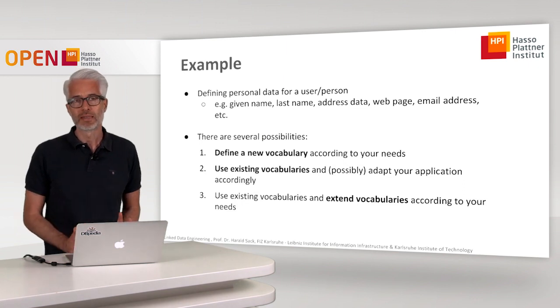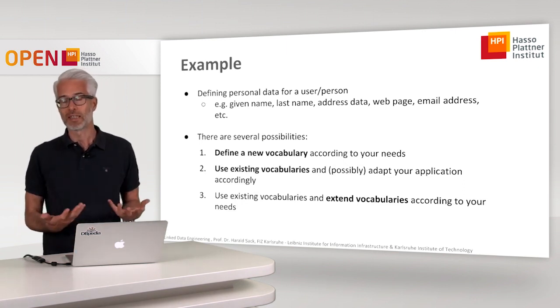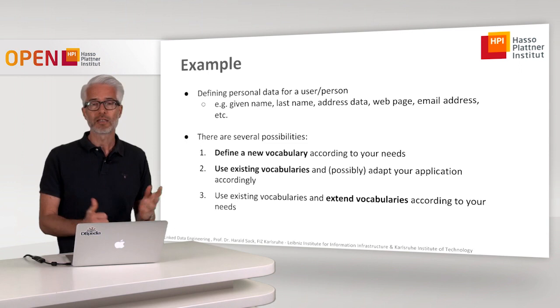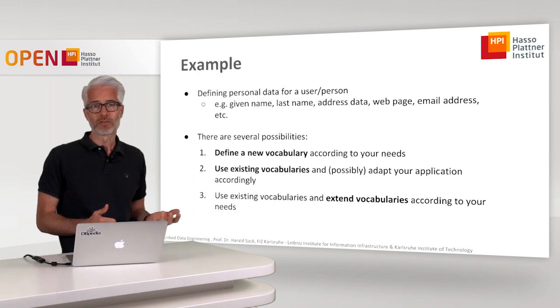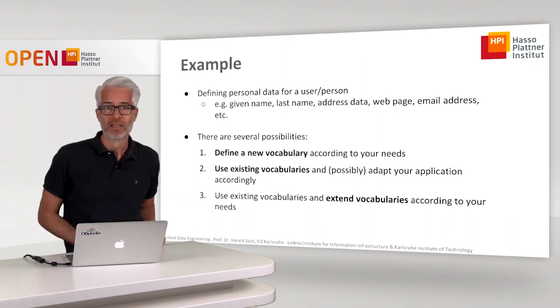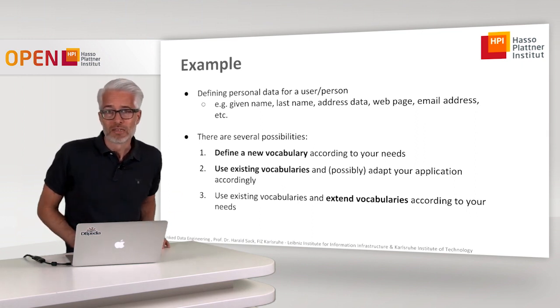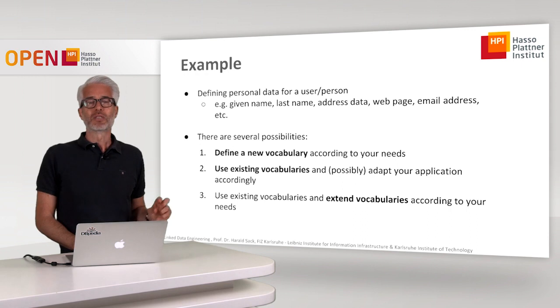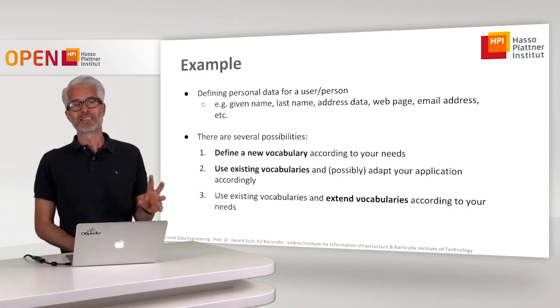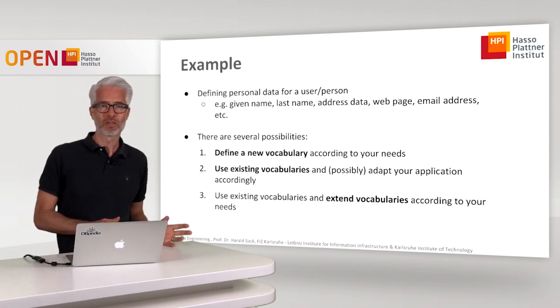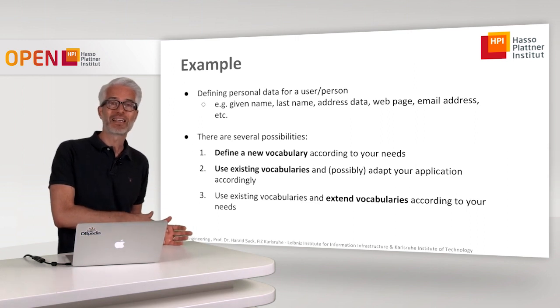There are several possibilities how you are going to do this with linked data. So first of all, of course, you could define a new vocabulary completely according to your needs. The point is then, your vocabulary is only a good thing if it's also used by others and if others can understand it. So possibly you should look whether there exists already a vocabulary that is somehow fitting to your needs. So the next thing would be, I use an existing vocabulary and possibly adapt my application accordingly to these vocabularies. But on the other hand, you could also use an existing vocabulary and extend this vocabulary.